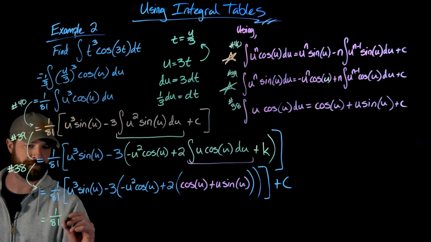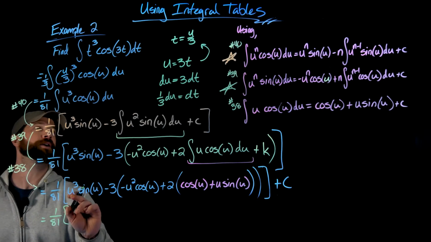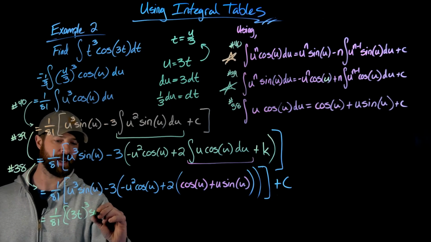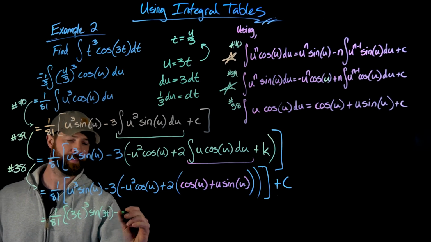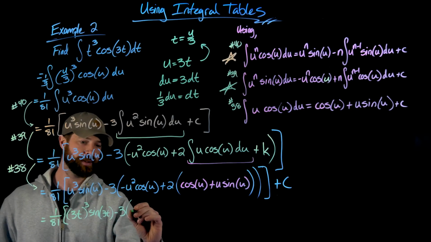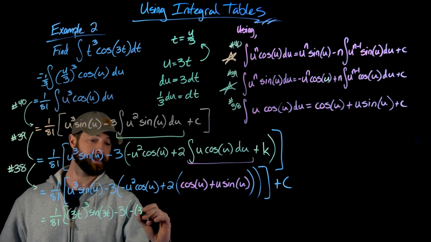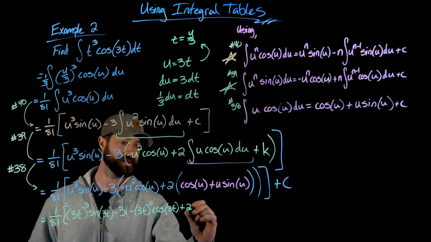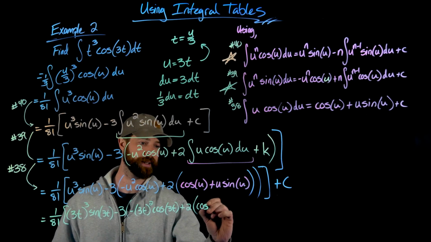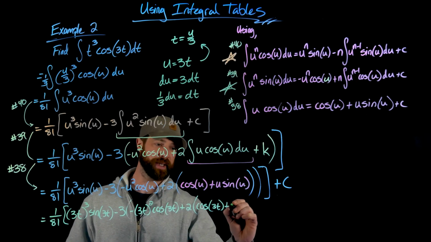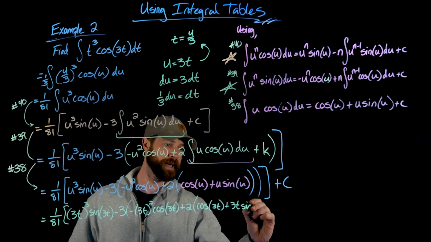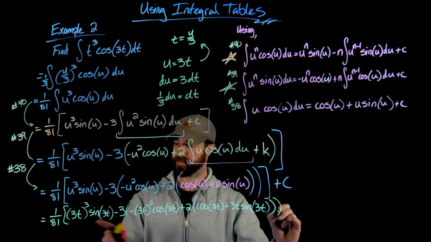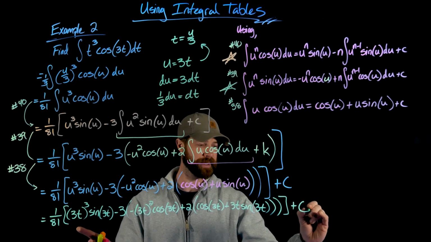I got this 1/81st, and then u is 3t, so this becomes 3t cubed sine of 3t minus 3 times negative 3t squared cosine of 3t plus 2 times the quantity cosine of 3t plus 3t sine of 3t. Close those parentheses, close those parentheses, close that bracket, plus c.